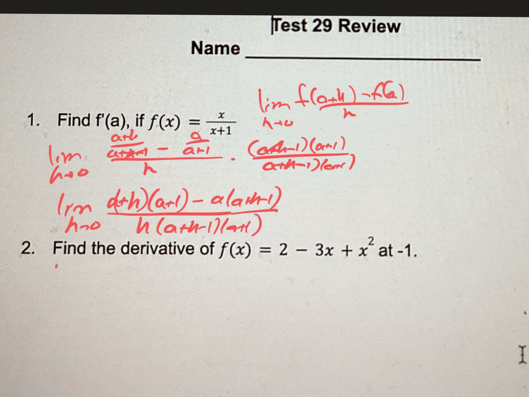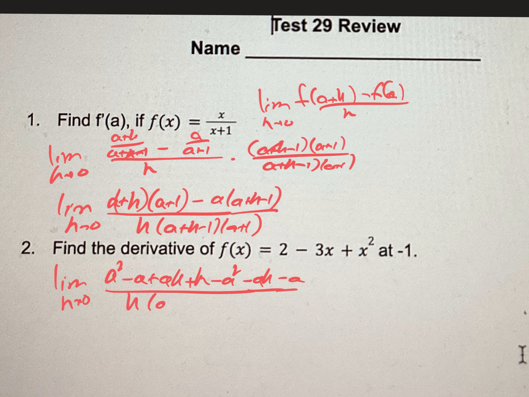Okay, so I've got to work out the numerator here and see what happens. I'm going to FOIL that top part, getting a squared plus a plus ah plus h. Then I'm going to distribute that negative: minus a squared minus ah minus a. All that's over all this stuff in my denominator. Wow, okay, so here's what's about to happen. Those a squareds are gone, the ah's are gone, the a's are gone. Yes, that's supposed to be a plus a right there.